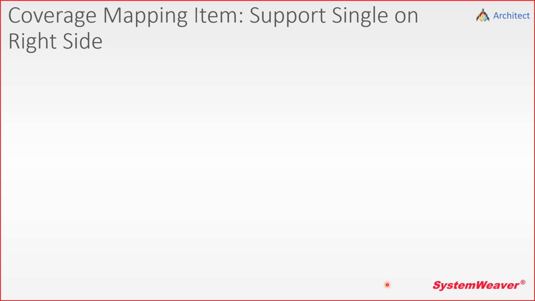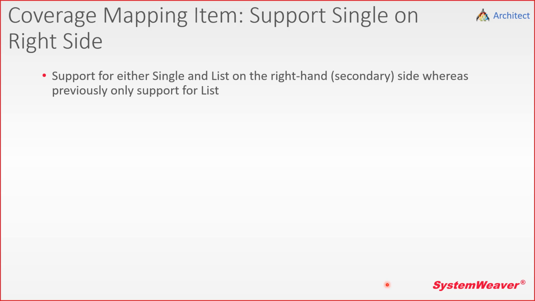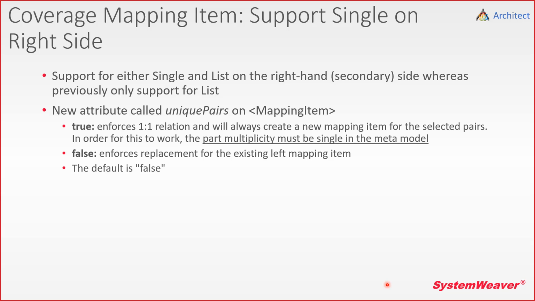Coverage mapping item view, there's now support for single on the right side. So previously we only had support for list on the right, the secondary side. Now there's support for single as well. And how this works is that there's a new attribute called, I need to update this, it's not called distinct or unique to pairs. It's called distinct mapping per pair.